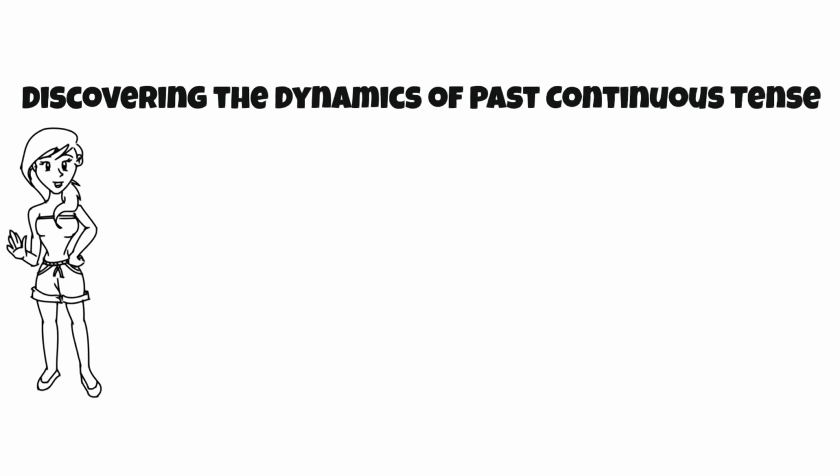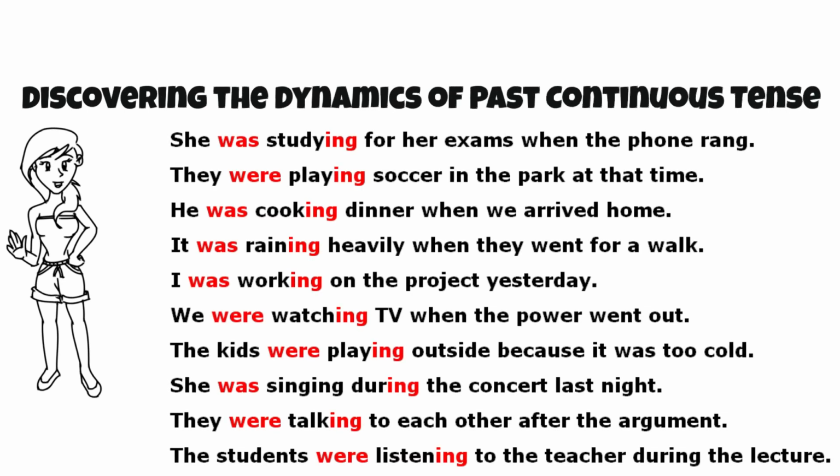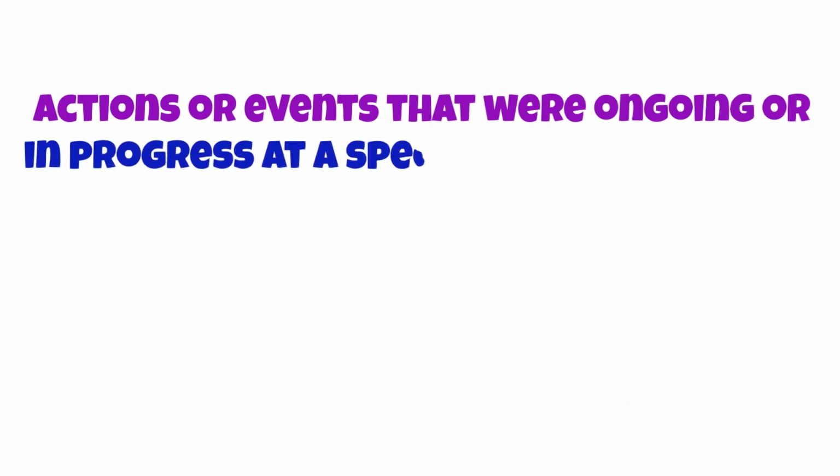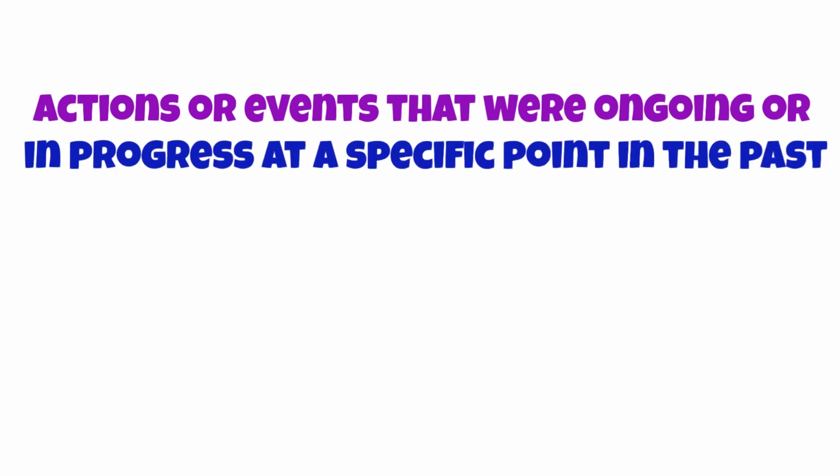In this video, we'll dive into the world of grammar and explore how the past continuous tense adds depth to our narratives. Let's start by understanding what past continuous tense is and how it paints a picture of ongoing actions in the past. The past continuous tense is used to describe actions or events that were ongoing or in progress at a specific point in the past.